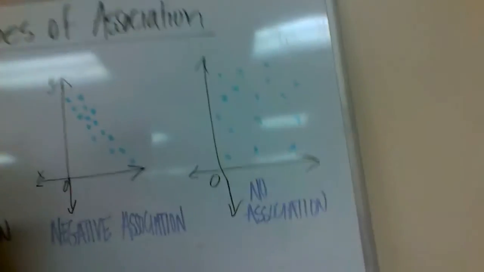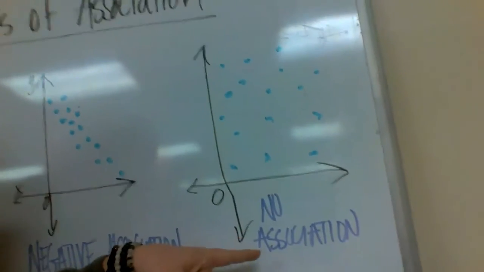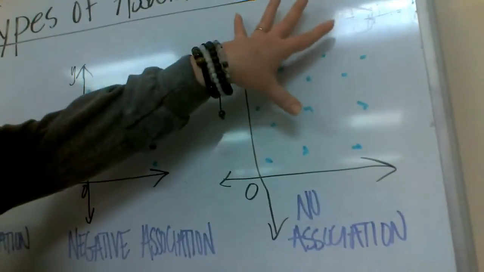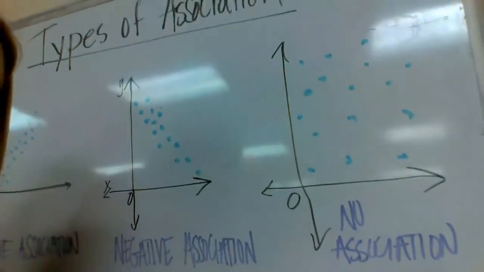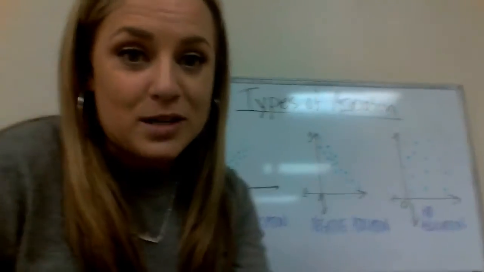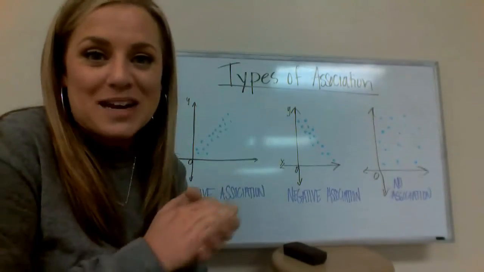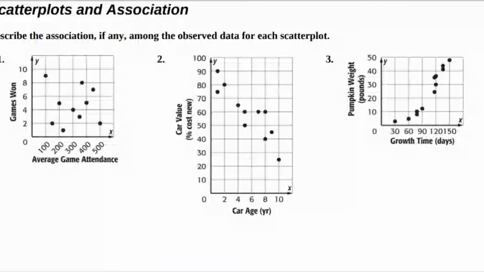And then, my favorite one, this is no association. There's just scatter plots like chicken pox everywhere. So this would be no association. So those are your 3 types of association. Next, we will get into some examples. I'm going to do a screen recording because it's just a lot easier.